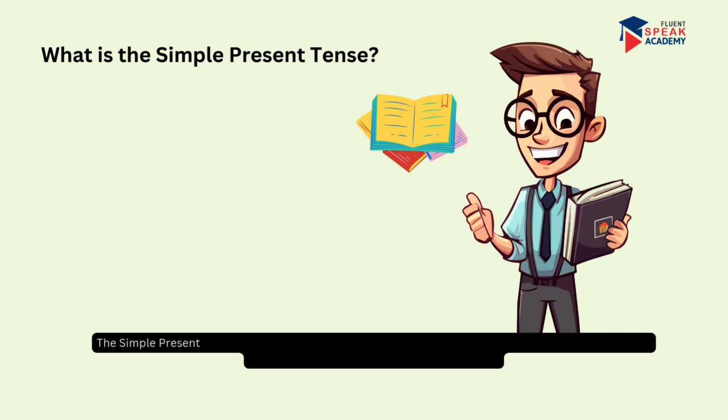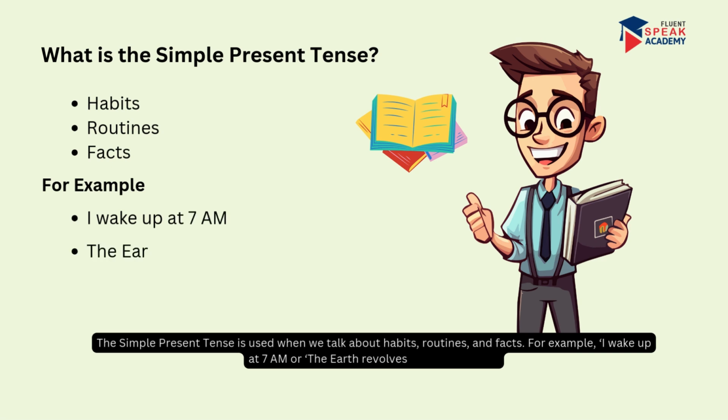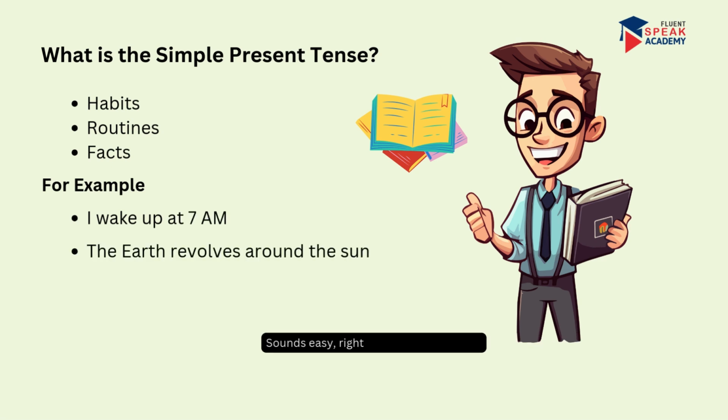The simple present tense is used when we talk about habits, routines, and facts. For example, I wake up at 7 a.m., or the earth revolves around the sun. Sounds easy, right? That's because it is.